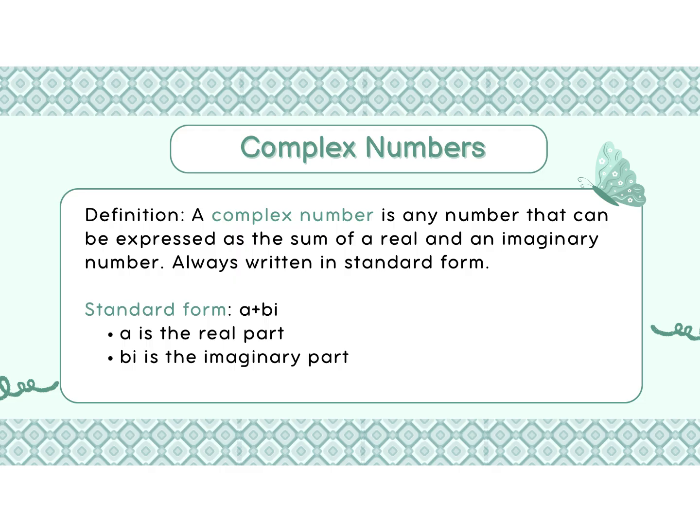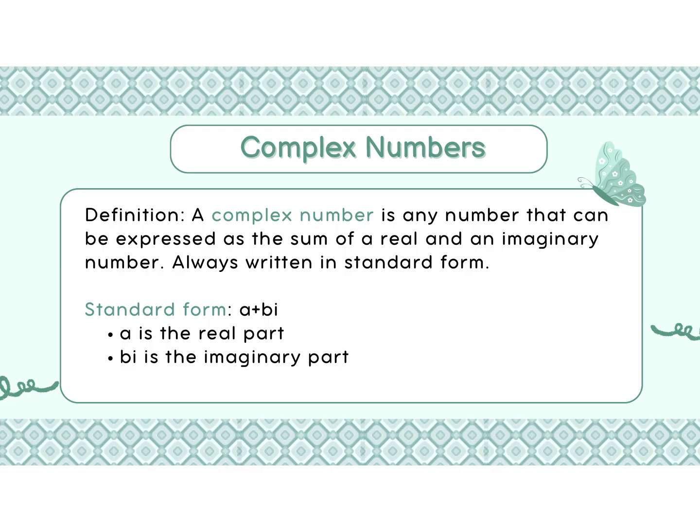Now, working with just pure imaginary numbers, that's everything that we've done so far, right? Just working with negatives under the radical and simplifying higher powers of i. Those are just imaginary numbers. The next part of this lesson is going to be complex numbers. Now, a complex number is any number that can be expressed as the sum of a real and an imaginary.